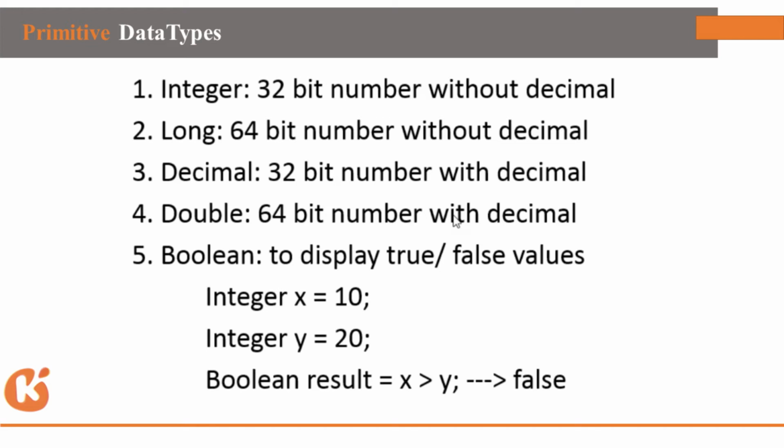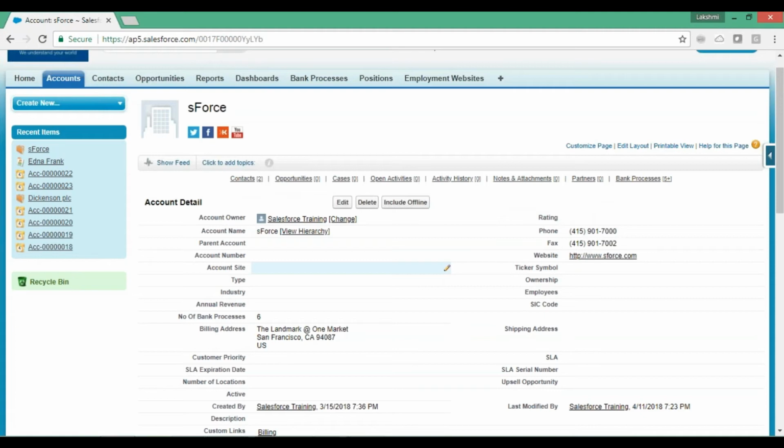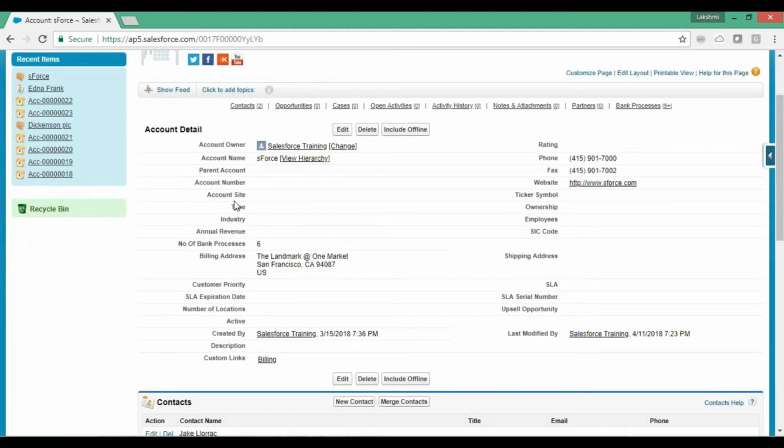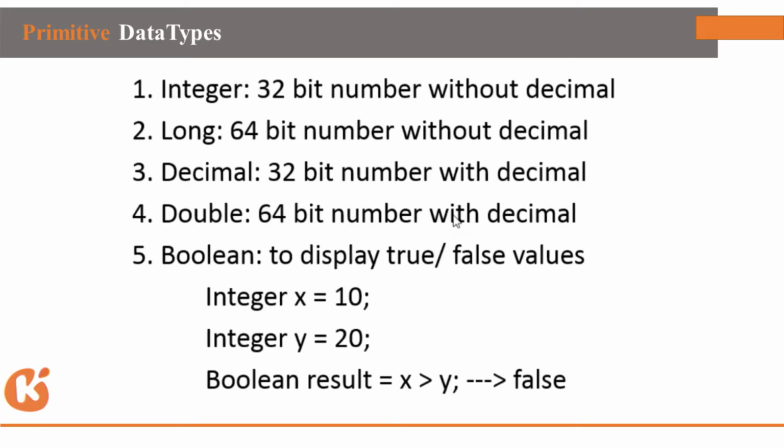Then we have something called the sObject data type. So let's take an account record. If you see here, there are different fields: account name, account number. So like that we have different fields. If you want to store a value in account name, this is normal text, so you can go for the string data type. When you want to store account number, you can go for integer or long.